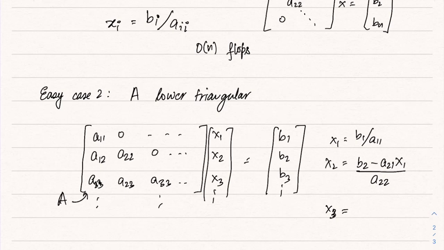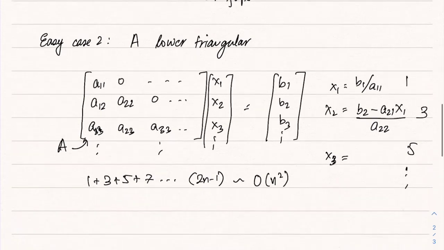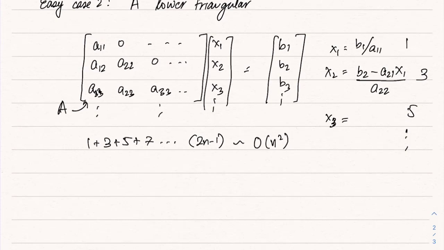Right, so let's count the flop count for this. So we are doing one operation here, 3 operations here, and similarly we are doing 5 operations, 7 operations, and so on. So the flop count is something like this. It goes like this till we reach 2n minus 1. So this is approximately order n square. Right, so this is the easy case 2, which is the lower triangular matrix. And for this case, the flop count is order n square. Okay, so is there a scenario where it could be less than order n square?